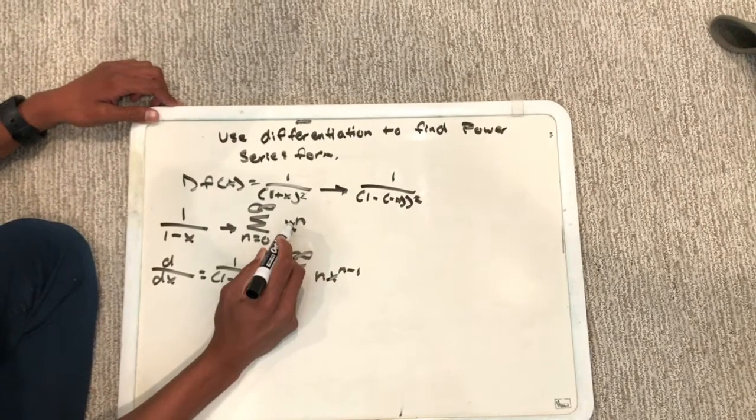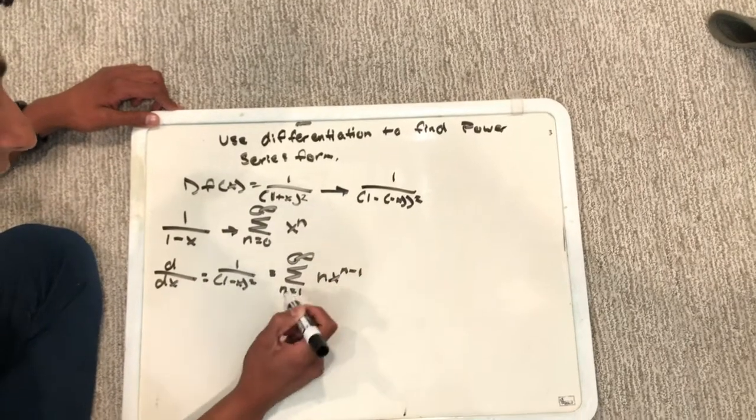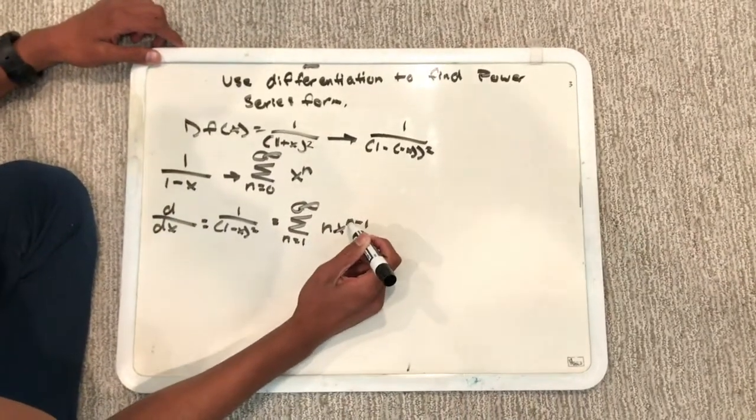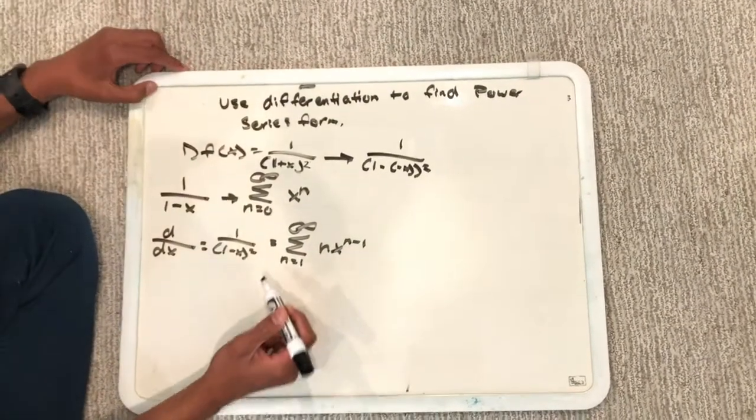So we basically take the derivative of this, so it's n x, always lower the power by 1, n minus 1, and now it's n equals 1 because the n equals 0 term becomes 0 when we take the derivative.